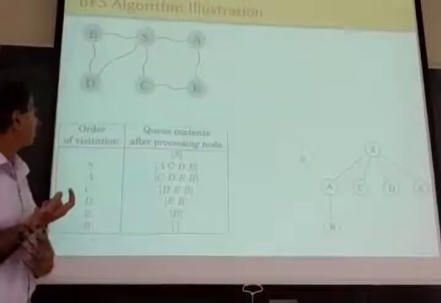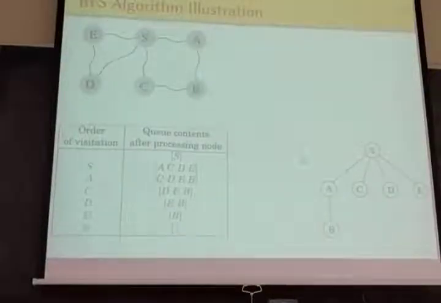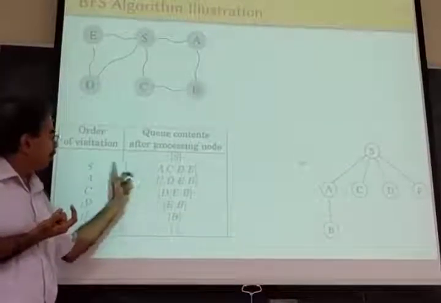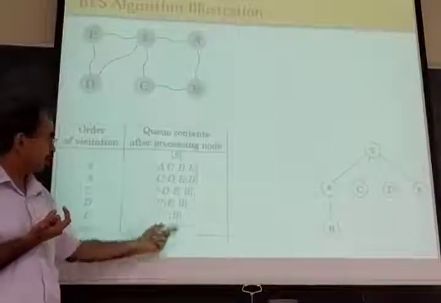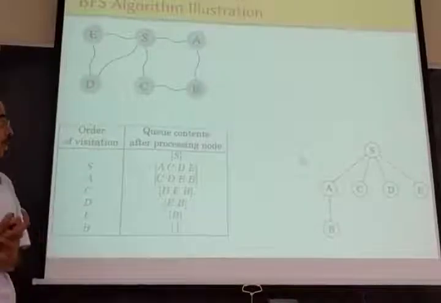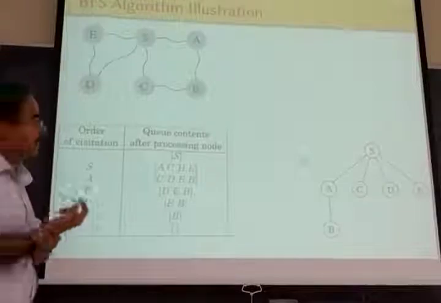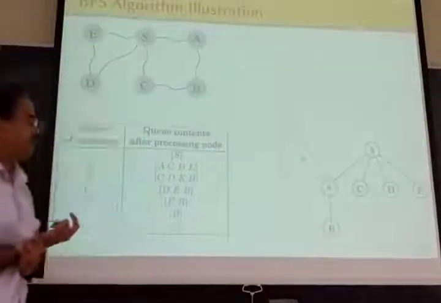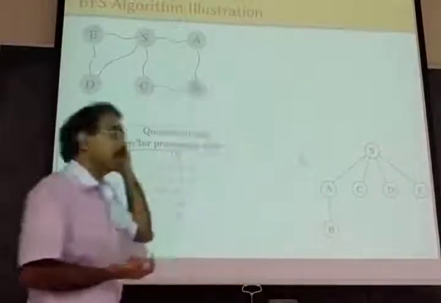And from now on, it's not that interesting because there are no more nodes that need to be visited. So from here on, you just keep removing from the beginning of the queue, but nothing gets added to the queue, and the queue ultimately becomes empty. And if you draw the corresponding BFS tree, this is how it looks. A, C, D, and E are the children of S in the BFS tree, and then B is a child of A.